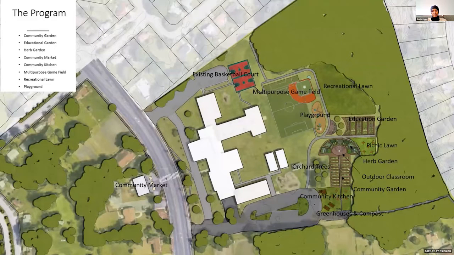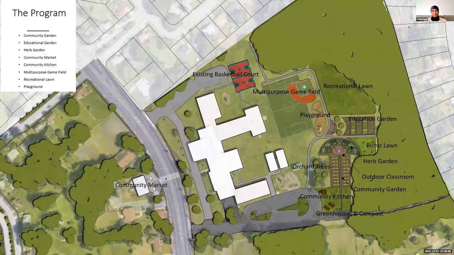parental seating across from it, a recreation lawn to be used for whatever needs the visitor may have, and a multi-purpose game field, as well as the existing basketball court, which will be repainted just to match the multi-purpose game field, which would be all turf.